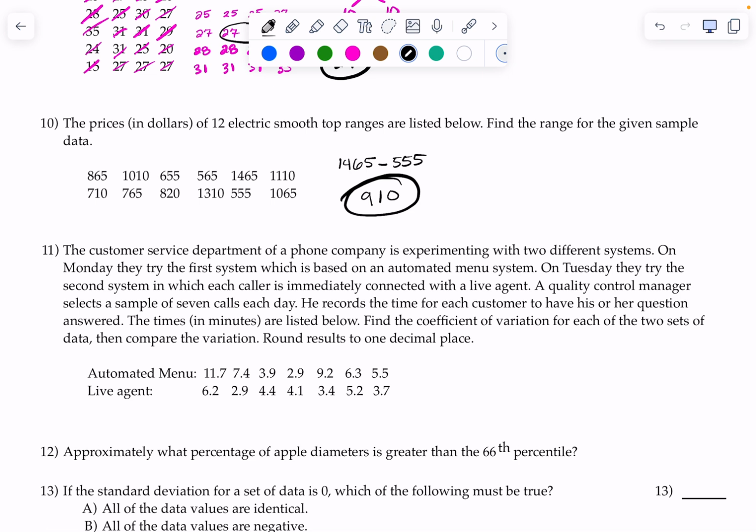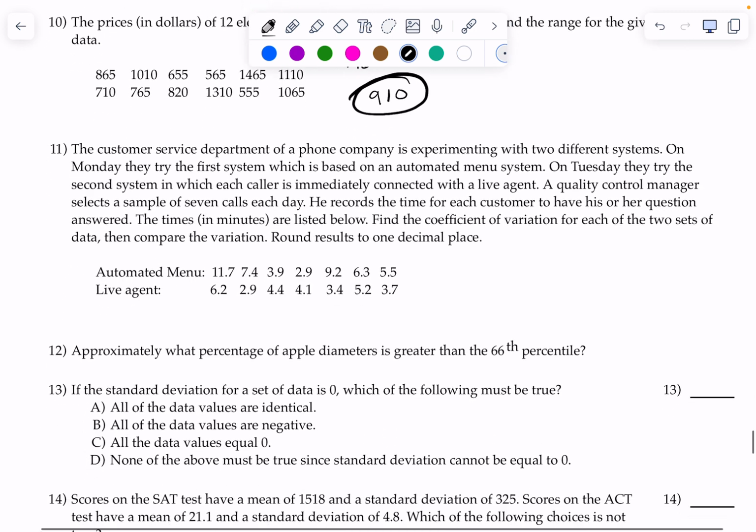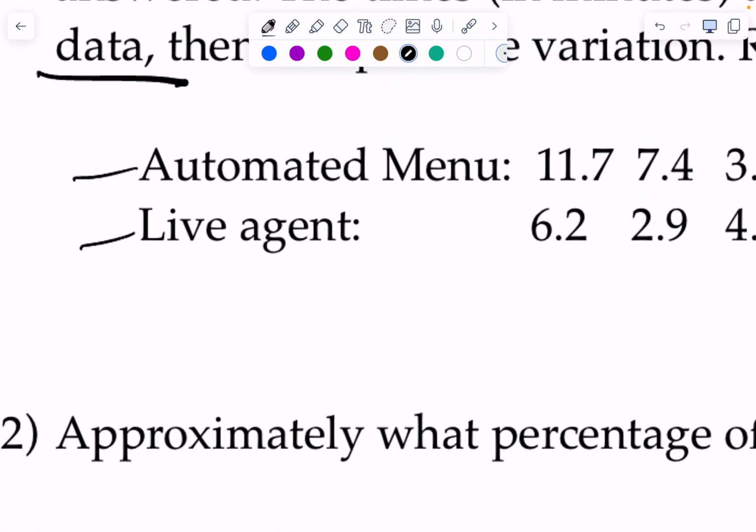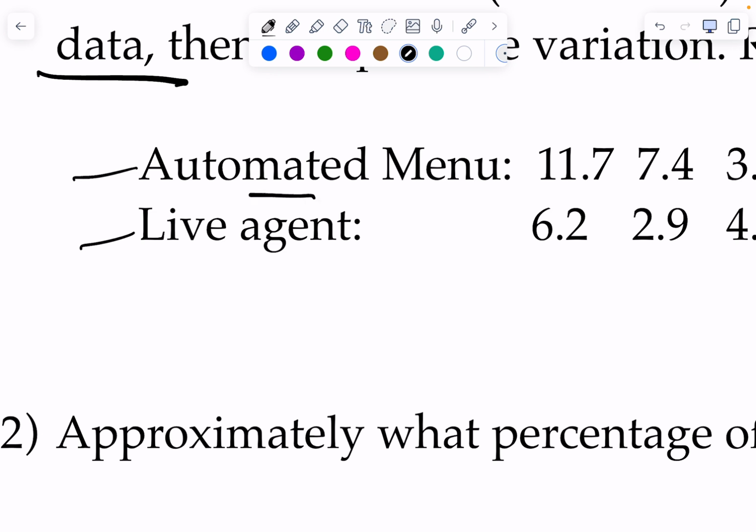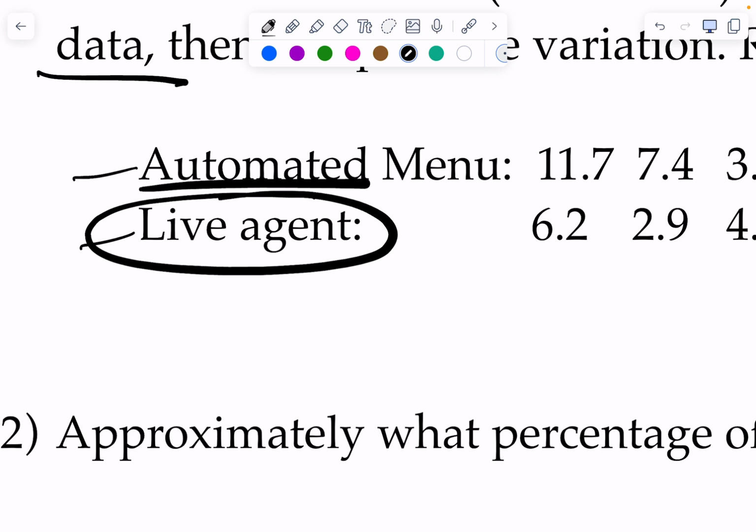Okay, this is going to be the hard one. This is going to be the one that you're really going to have to remember. Are you ready for it? I'm using my calculator. That's fine. Find the coefficient of variation for each of the two data sets. I'm not even reading the paragraph. This is an automated menu versus a live agent. Typically, which one is going to vary more? Things that are automated, like by robots, or things that are live people? Live people, right? Automated or robots are going to give you more consistency. So this number should have a smaller variation, and this one should have a bigger variation. Does that make sense? I'm already kind of guesstimating what these numbers are going to be, okay?